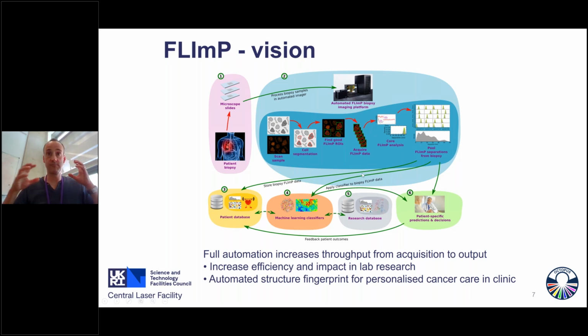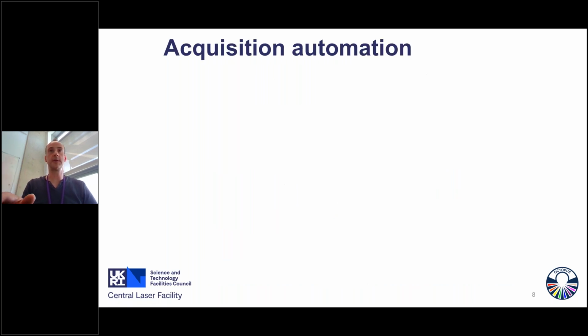So the vision was, let's try and do that, and if we can automate it, then the full automation will increase throughput right from acquisition to output. It'll increase our efficiency and impact in lab research, the sort of thing we've already published, and also make potential for applying this as an automated structural fingerprint for personalized cancer care. So we had the funding, and a colleague called Ben Davis joined us in 2019 to start on that. I'll now go through a few of the steps we took there.